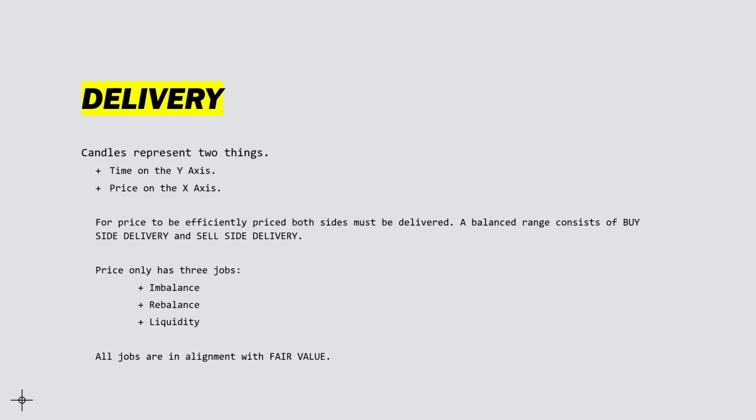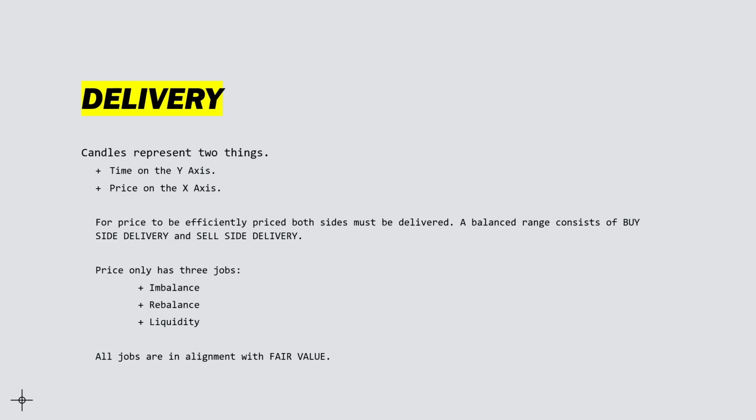So, we're going to talk about delivery, and then we're going to talk about what these candles do. So, candles represent two things. On the y-axis, which is the vertical line, time is on the y-axis. On the x-axis, which is horizontal, price is on the x-axis, okay? Or I think I said that wrong. Yeah. So time is actually on the horizontal, which is the x-axis. Price is on the y-axis. But you guys understand my point. Those are the only two things that are represented here. So sorry for the typo.